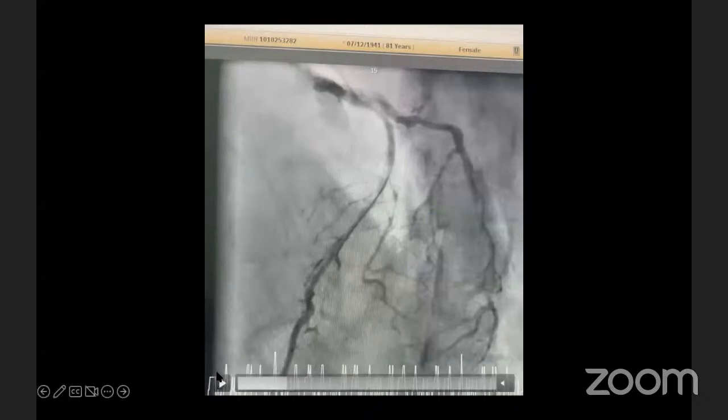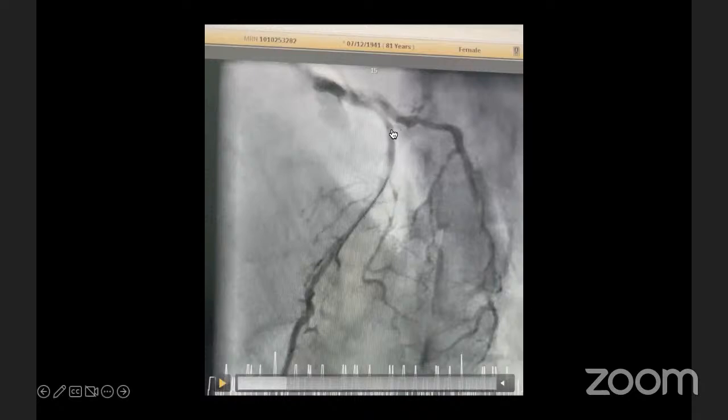Okay, so sometimes you have to imagine the views, and you have to remember in which view how a vessel looks, because sometimes, I agree with you, it might be confusing, especially if you have significant collateralization or a totally occluded vessel, you may get confused. Okay, but there are a lot of tricks.